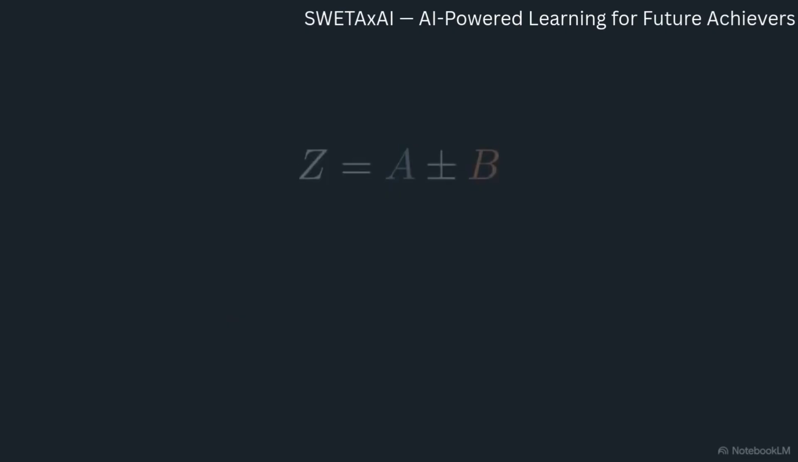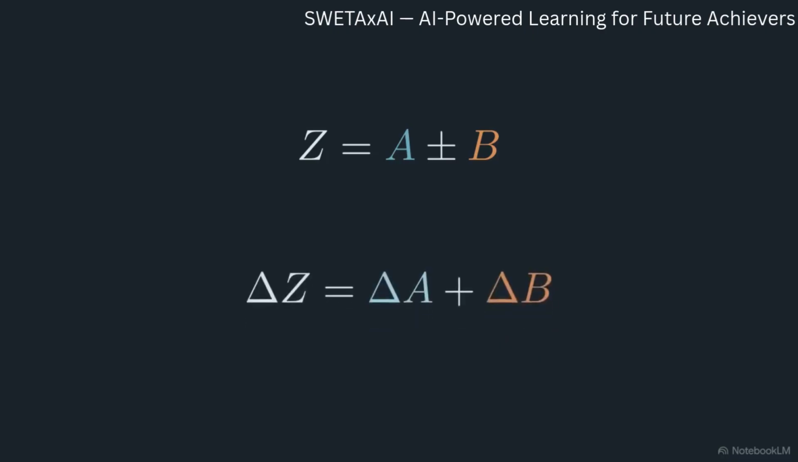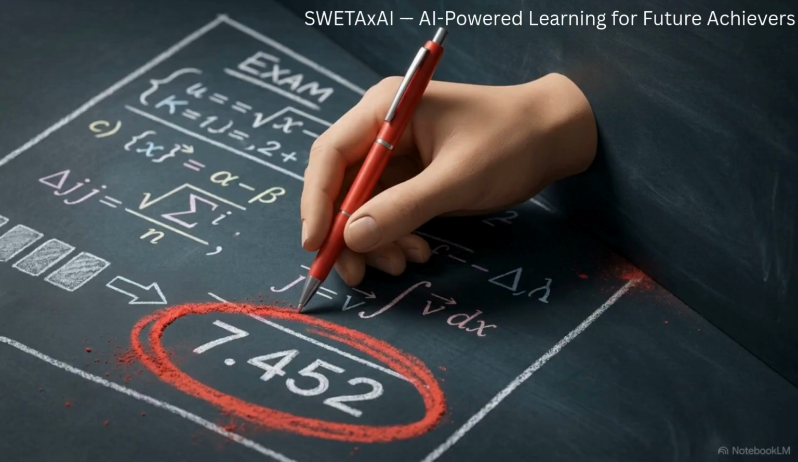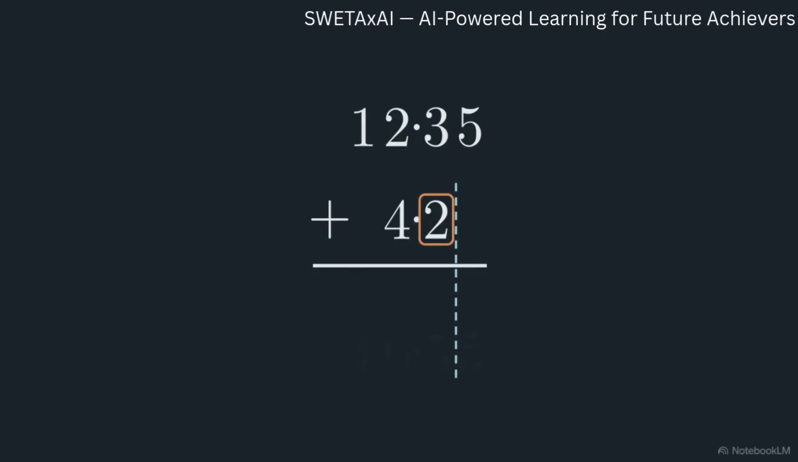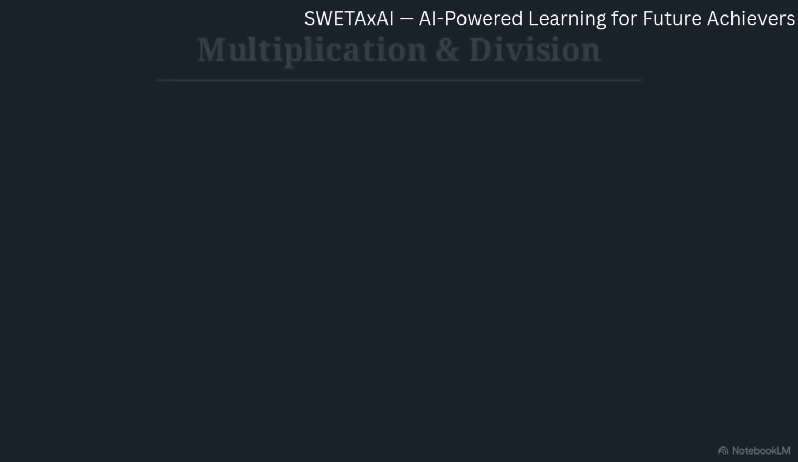Let us look at the propagation rule for addition and subtraction. An equation of z equals a plus or minus b yields a propagation formula of delta z equals delta a plus delta b. For additive operations, the absolute errors of the measurements are simply added together, regardless of whether the primary equation is adding or subtracting. When outputting the final value for these additive operations, the answer must be mathematically restricted to the same number of decimal places as the least precise measurement used.